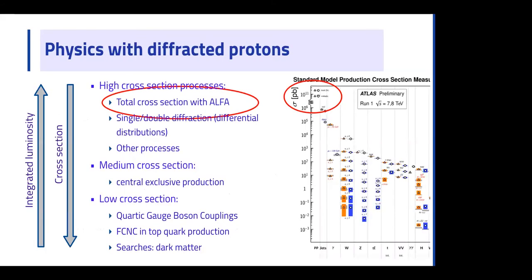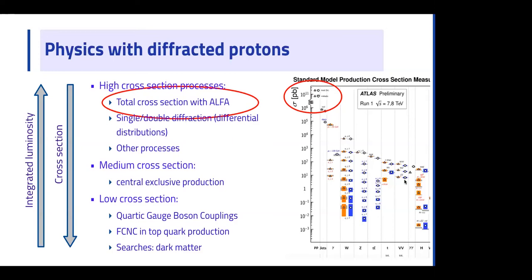So we'll move now to the physics part, and I will talk about some of the measurements we have done already with ALFA, and some of the measurements we will do in the future, with ALFA and AFP, sorry. I will start with the total cross-section that you see here.